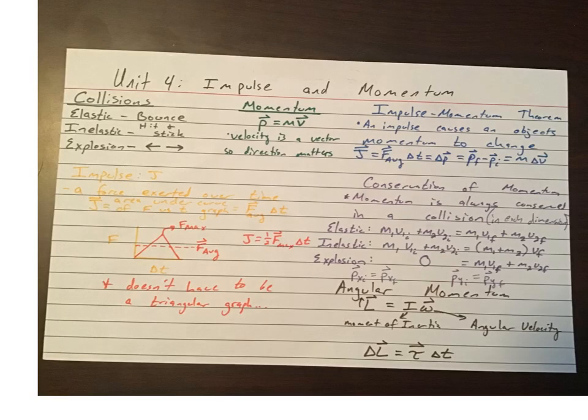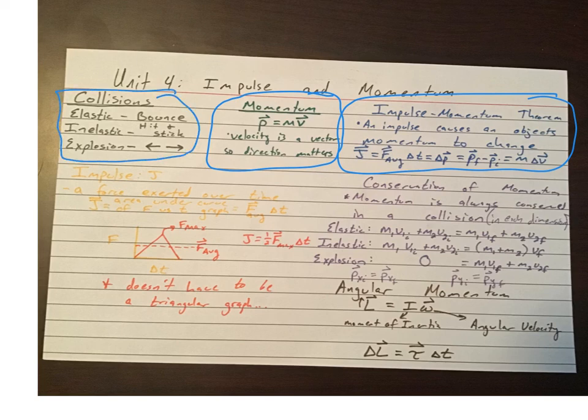And with that, that pretty much sums up Unit 4, impulse and momentum. Momentum just quantifies an object's mass and its velocity, and it comes from F equals ma. And we have an impulse-momentum theorem, just like we had a work-energy theorem, and that is an impulse causes an object's momentum to change. And we did talk a lot about collisions in this unit. So anytime you see a question about collisions, always go to impulse and momentum, because it's two objects interacting.